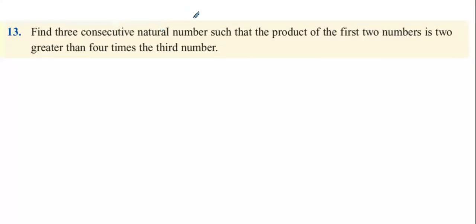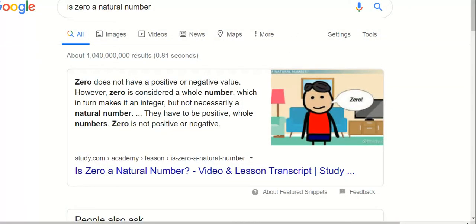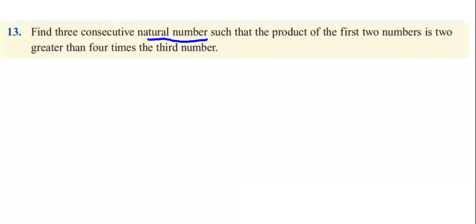Find 3 consecutive natural numbers. Now, please, when you see the words natural numbers, check, because I often forget, is 0 a natural number? 0 does not have a positive or negative value. However, 0 is considered a whole number, which in turn makes it an integer, but it's not a natural number. They have to be positive. So natural numbers are positive whole numbers.